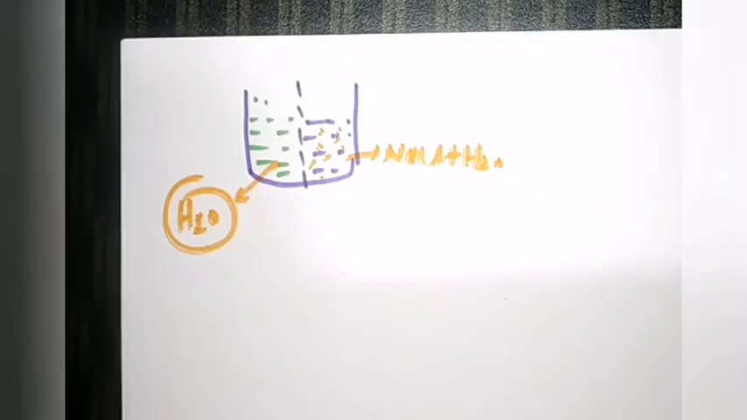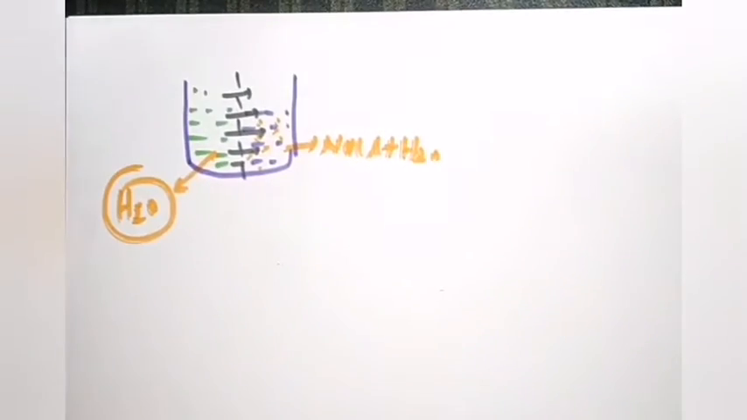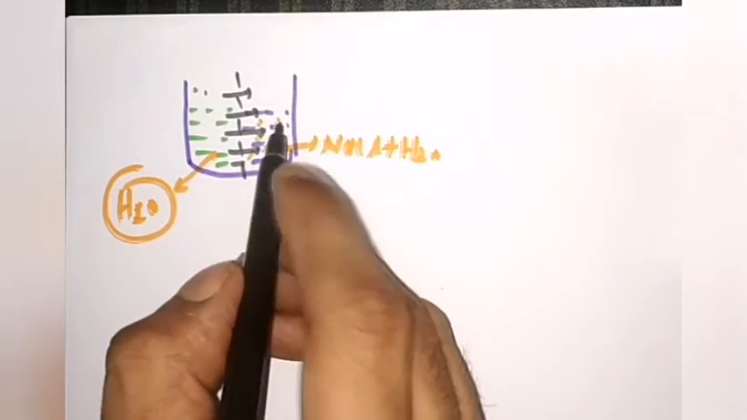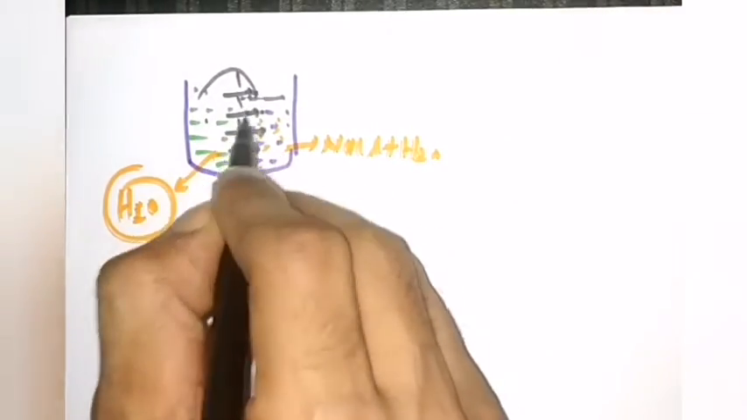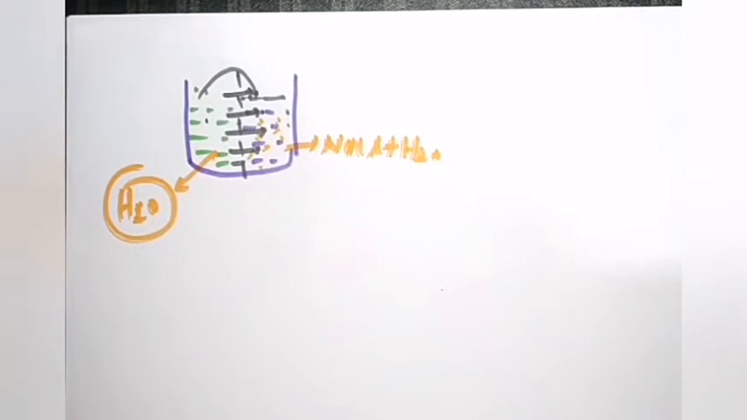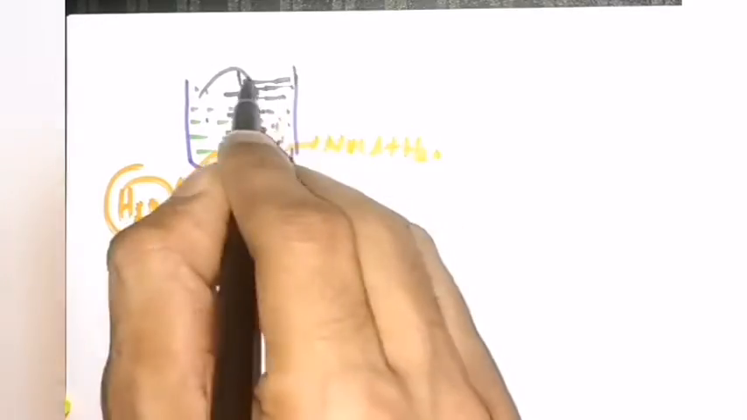Now what used to happen? Due to the presence of the semi-permeable membrane, since it allows solvent molecules to pass through it selectively, the solvent molecules just started flowing from this side to this side, due to the presence of pores in the semi-permeable membrane, and the level on this side will get increased.